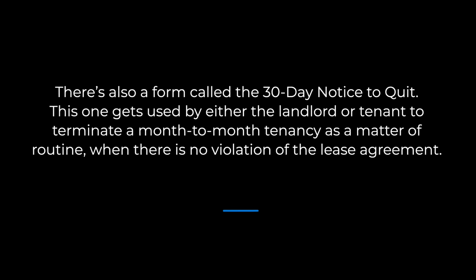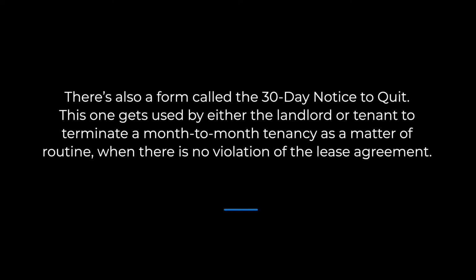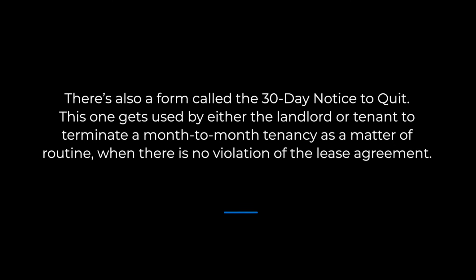There's also a form called a 30-day notice to quit. This one gets used by either the landlord or the tenant to terminate a month-to-month tenancy as a matter of routine, when there is no violation of the lease agreement. When tenants are ending a month-to-month lease, they need to only provide 28 days notice, whereas the landlord needs to provide a full 30.